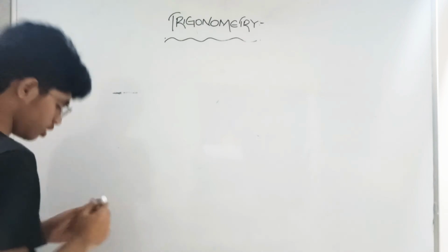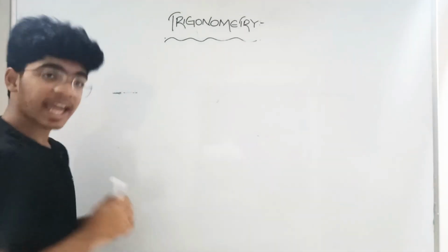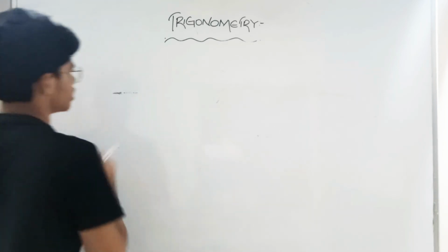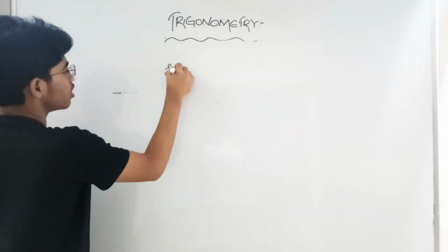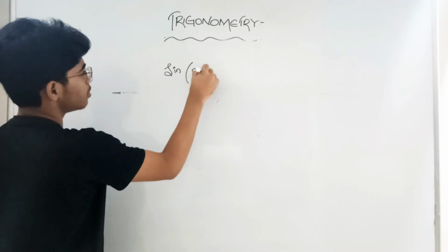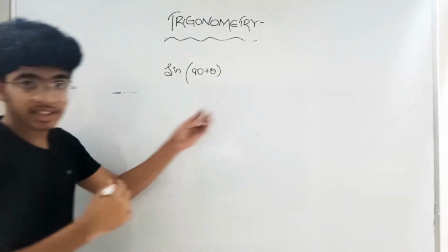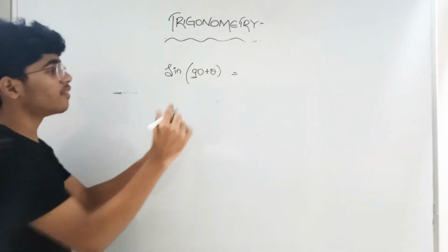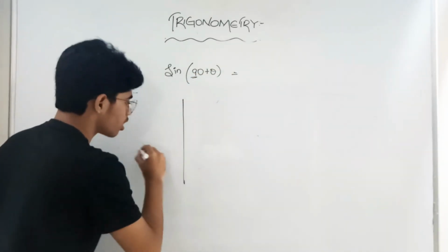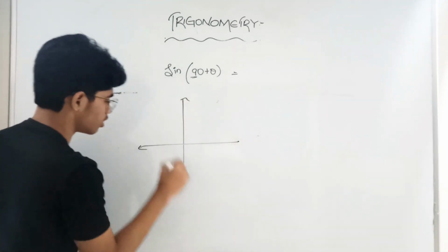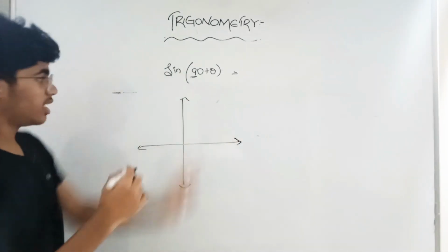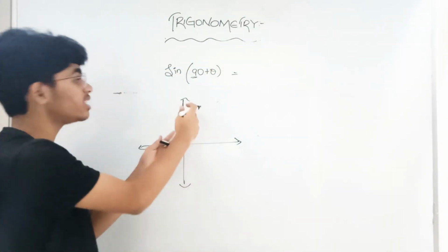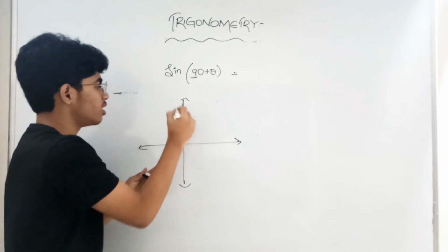Good. Now, for calculating any value of more than 90 degrees, take sine of 90 plus theta. What is sine of 90 plus theta? As we have discussed, this is odd. No, first we will take the quadrants. So sine 90, we know this is 90. So sine of 90 plus theta lies after 90 degrees. So what is here?